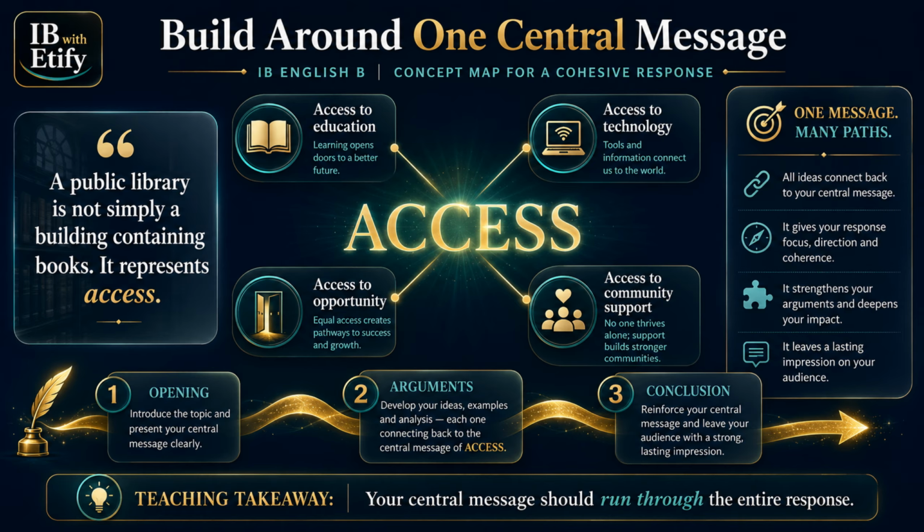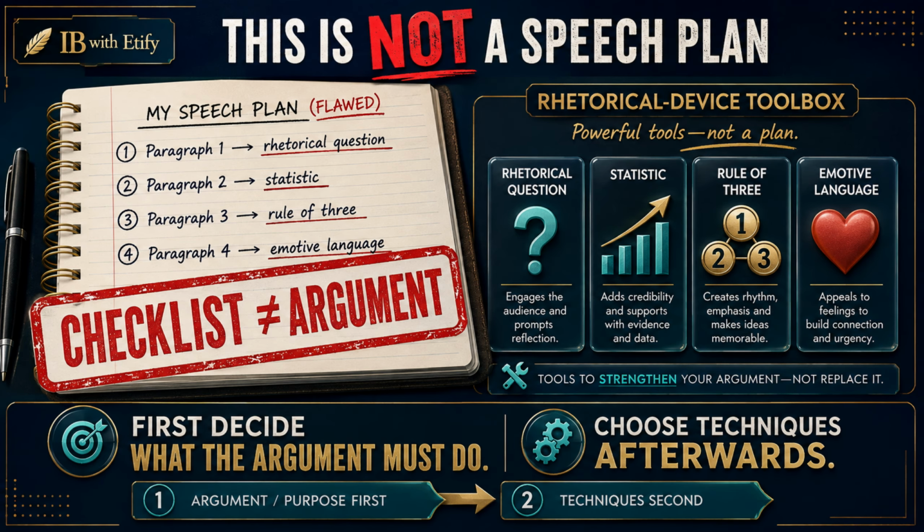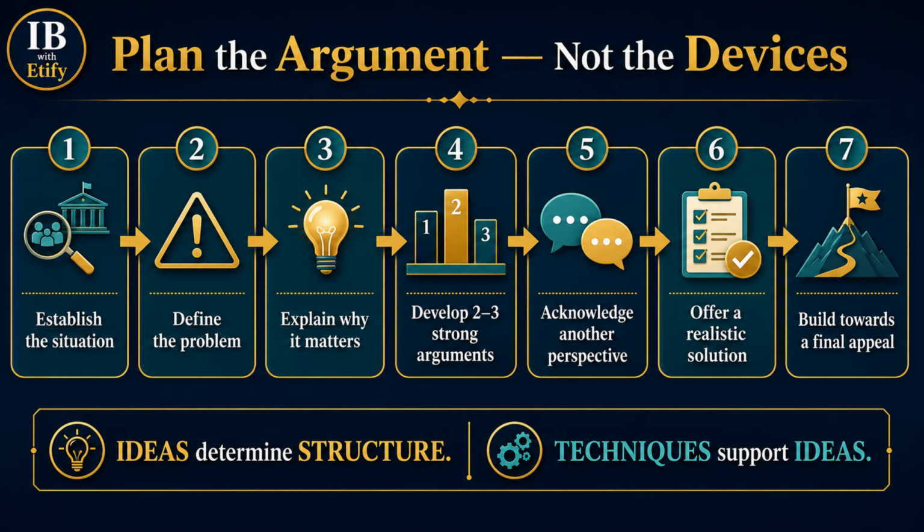Once that is clear, plan the argument. And here is an important principle. Do not plan your speech by listing rhetorical devices. A weak plan might sound like this. Paragraph 1, rhetorical question. Paragraph 2, statistic. Paragraph 3, rule of 3. Paragraph 4, emotive language. That is not an argument. It is a checklist.